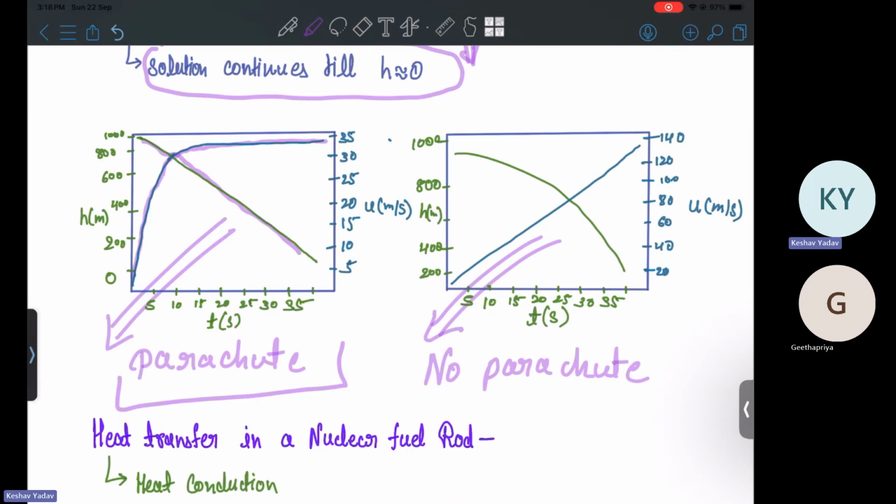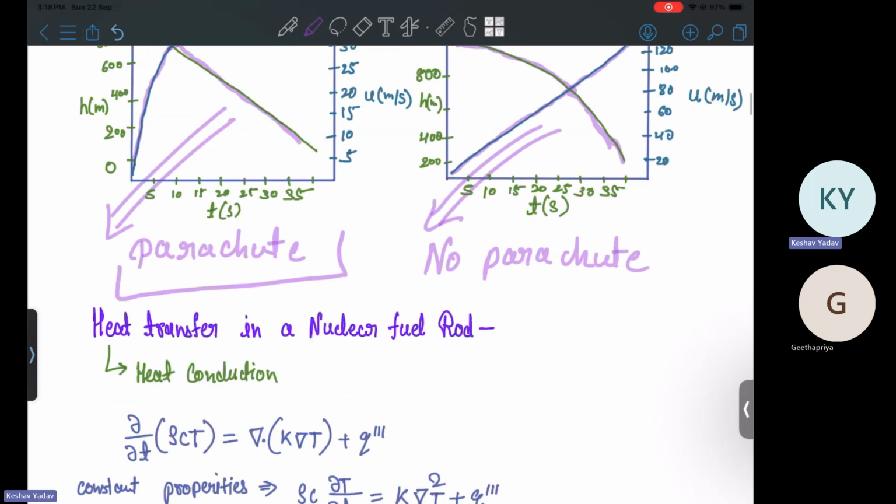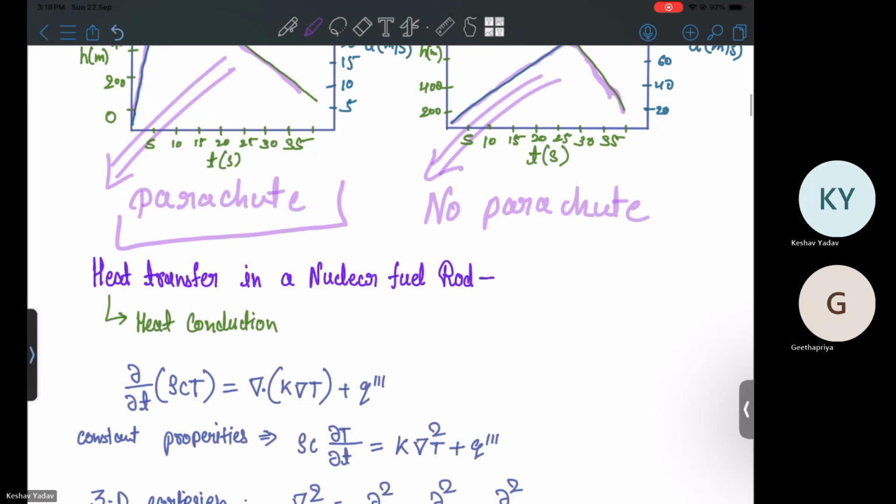Similarly, if we do not consider the effect of the parachute, our velocity will increase constantly, and height will decrease more and more since the velocity is increasing. So the slope of this height will increase continuously. This was the revision of the problem that has been discussed in week 1.